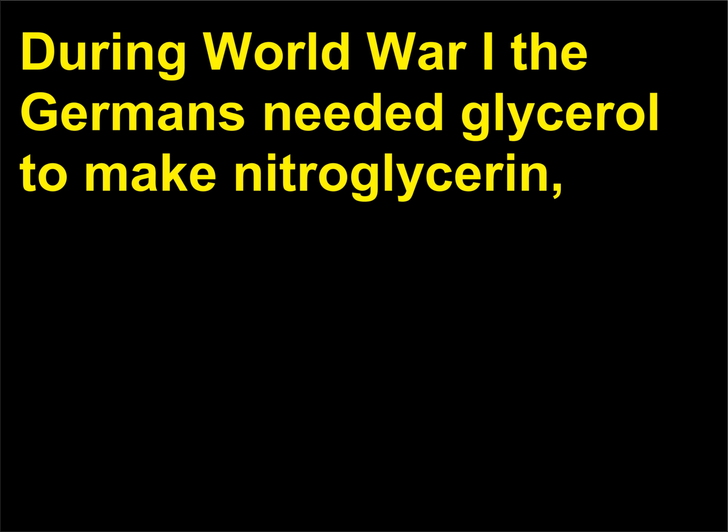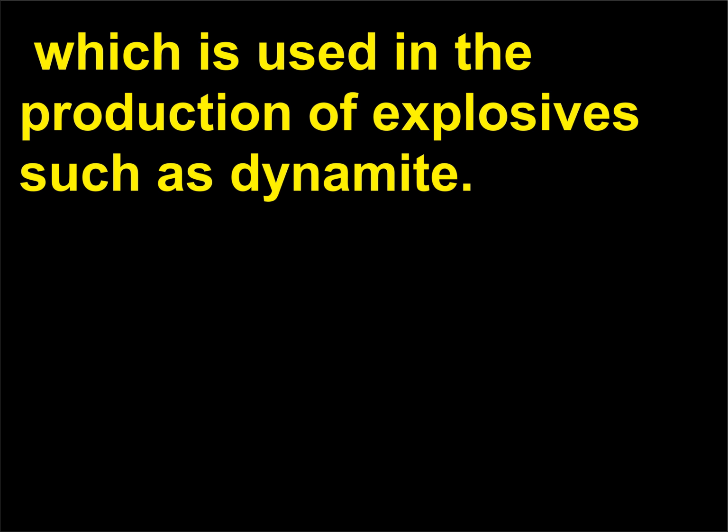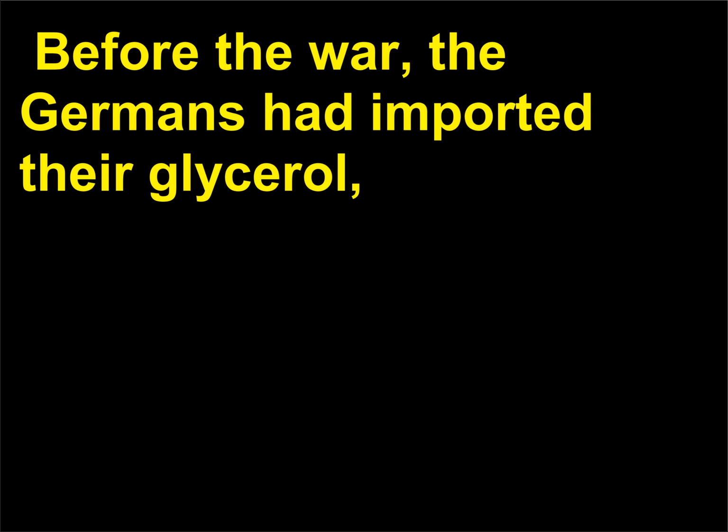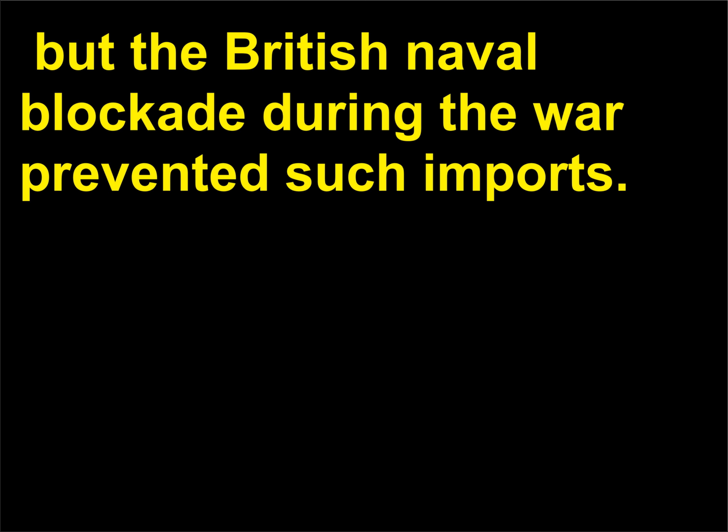During World War I, the Germans needed glycerol to make nitroglycerin, which is used in the production of explosives such as dynamite. Before the war, the Germans had imported their glycerol, but the British naval blockade during the war prevented such imports.